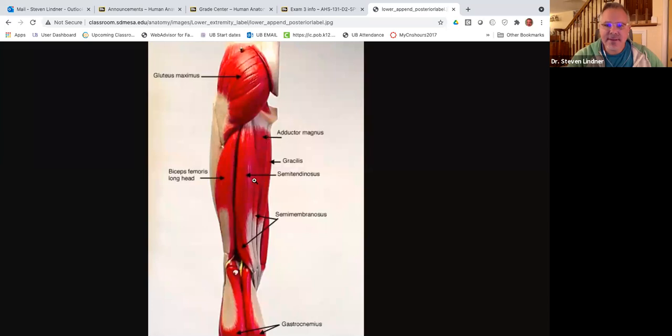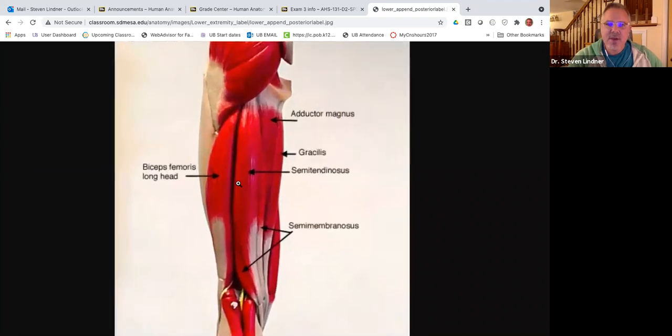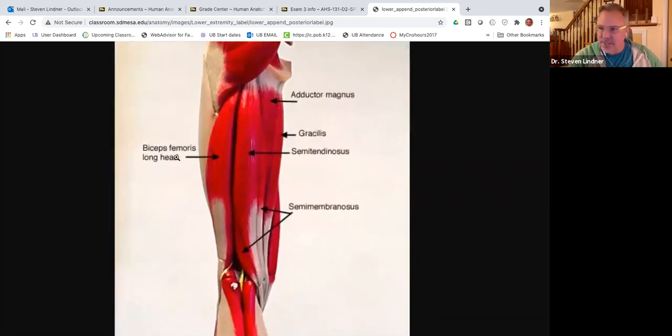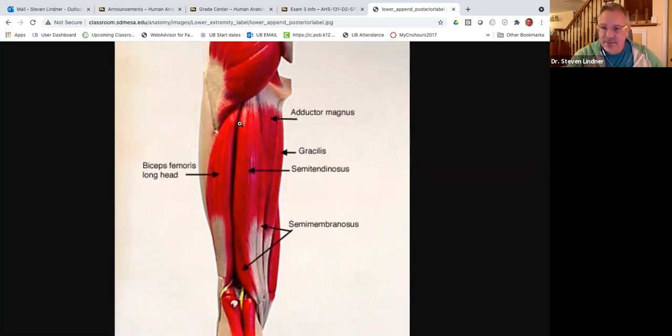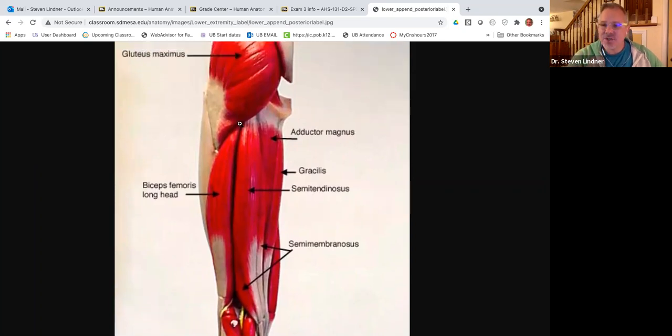Let's look at the posterior thigh, where I said we have hamstrings, and there are three of them. We already covered one on the lateral side. That's called the biceps femoris. And again, biceps means two. There's a long head and a short head. The superficial head is the long head. Deeper to it is the short head. All of the hamstrings originate on the ischial tuberosity. That's why the ischial tuberosity was so important when we covered osteology. That's known as the sit bone, the bone that makes contact with the chair.